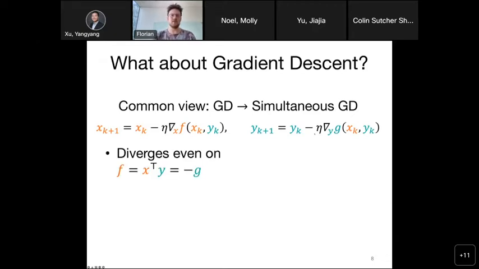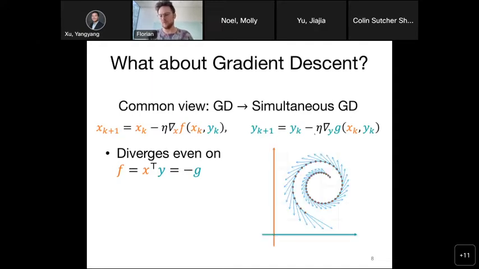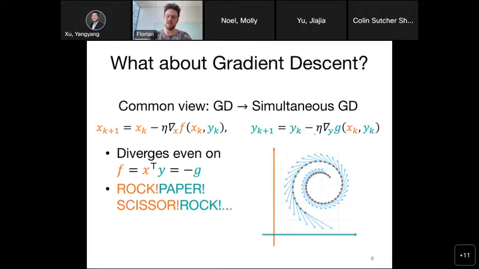However, this has a problem: it diverges even for relatively simple games like this game x transpose y, where the Nash equilibrium, the optimal solution, would be the point (0, 0). But if we actually run simultaneous gradient descent, we see this oscillatory and divergent behavior. And in some ways, these oscillations are really another instantiation of rock, paper, scissors, if you've ever played this hand game.